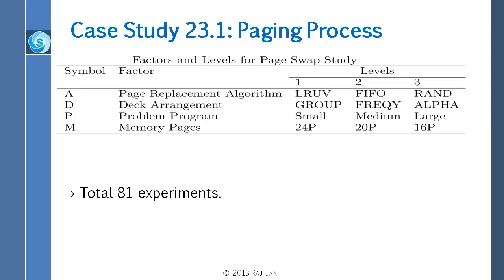So what we have here is 4 factors. Factor A is the page replacement algorithm, which has 3 values: LRU, FIFO, and random. Then the second factor is the deck arrangement, which was group, frequency, and alpha. Problem program was small, medium, or large, and memory pages were 24, 20, and 16 pages. Now it doesn't really matter what these variables are, but you can see this is 3 by 3 by 3 by 3, a total of 81 experiments, a 3⁴ design.